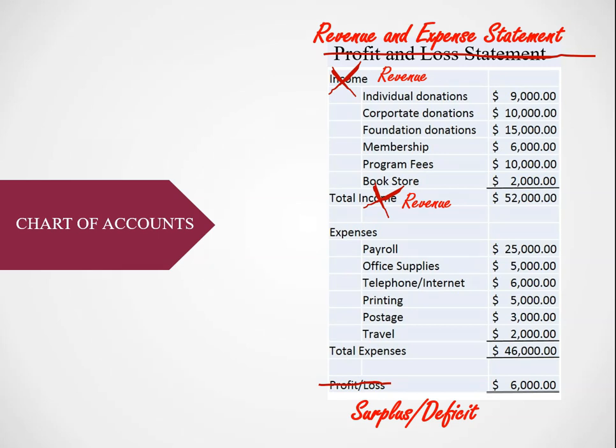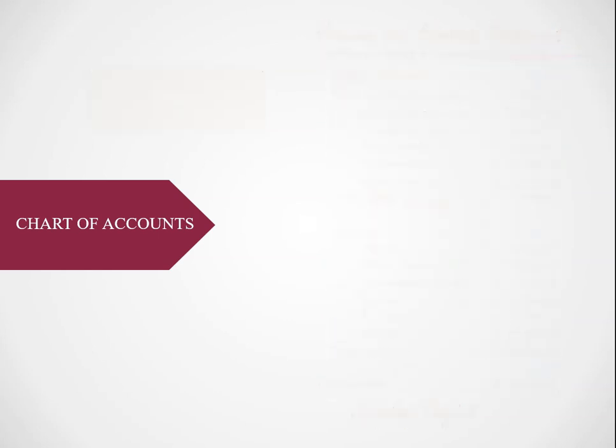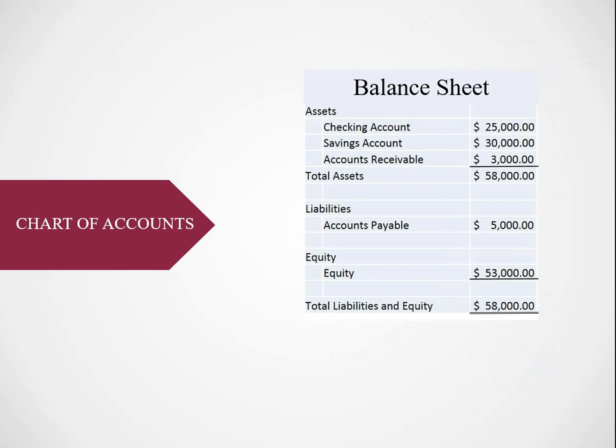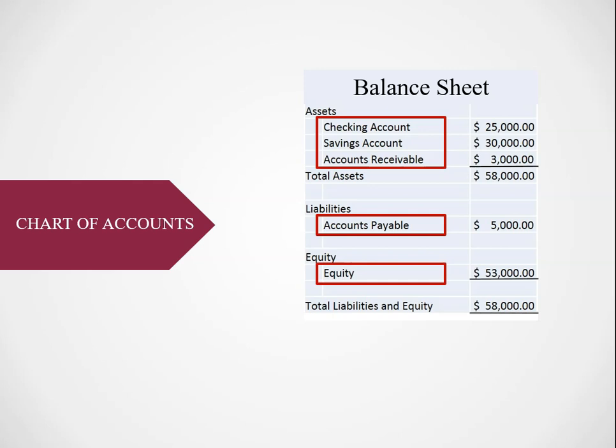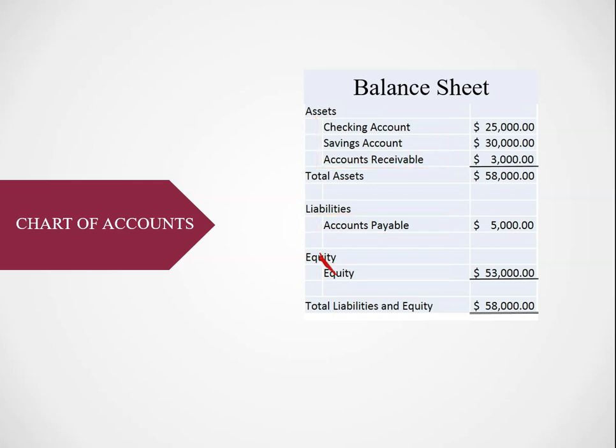Now notice something very important about our revenue and expenses. They are our whats. What did we pay money for? Payroll, postage, printing. What did our donors pay for? A membership, a program fee to attend a workshop? Our chart of accounts also includes those things on our balance sheet, including assets, liabilities. We don't have equity. We refer to it as fund balance.